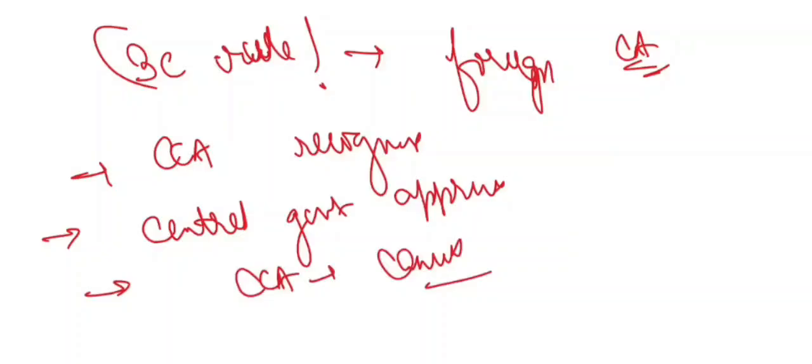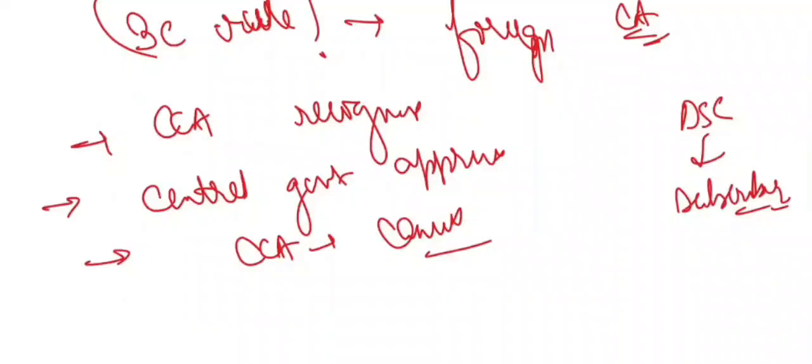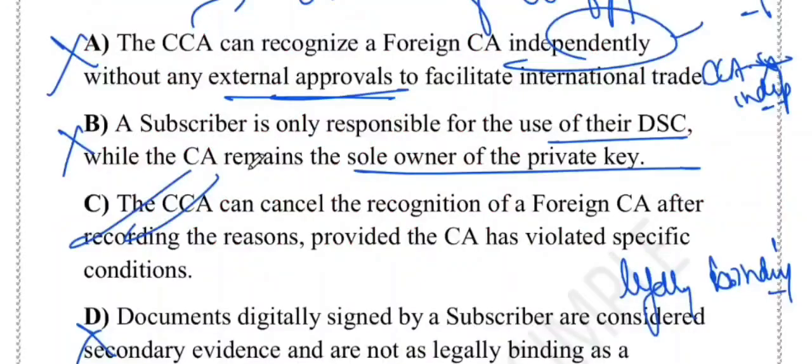So question, who owns the DSC? DSC is owned by the subscriber. You remember it. So foreign CA recognition by CCA plus central government, cancellation by CCA, and the reason must be recorded. If they have cancelled the recognition of a foreign CA, the reason must be recorded. Subscriber responsibility on the private key: must protect it, and must inform the CA if compromise happens. These are the points to keep in mind.